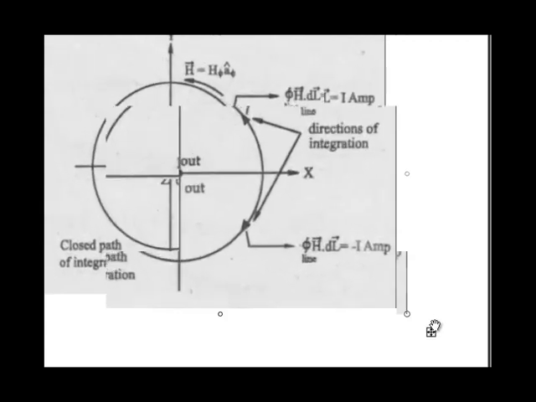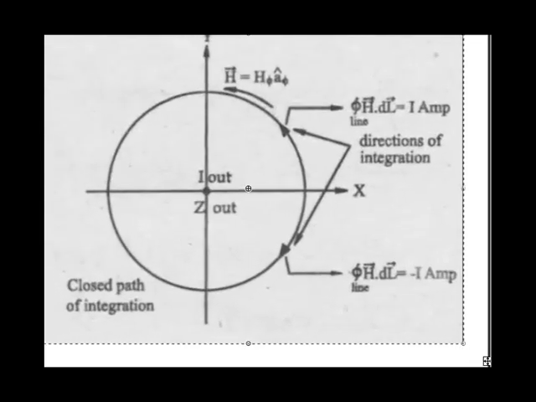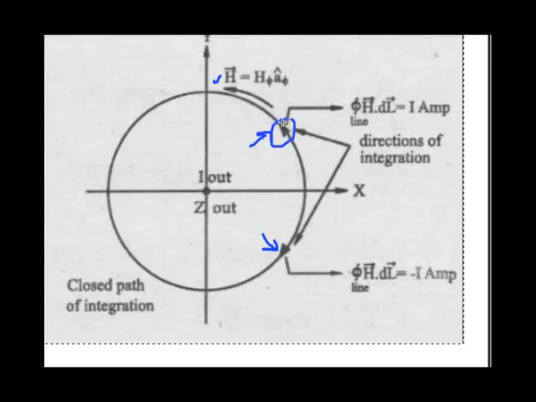You can see that in the figure the two directions are marked here. The first direction is marked here and the second direction is marked here. The direction of flux lines is marked here. The direction of flux line is anti-clockwise, and this is the direction of integration. If this is the direction of integration, which is the same as the direction of flux line, then the answer will be positive. If you integrate H over a closed line integration, the answer will be positive.